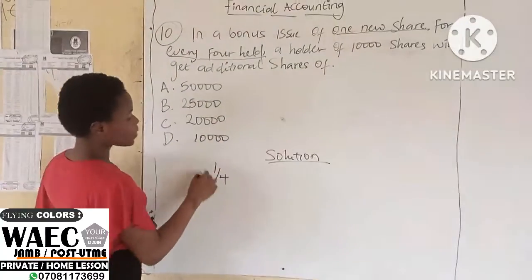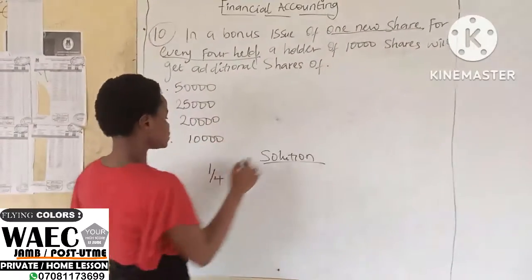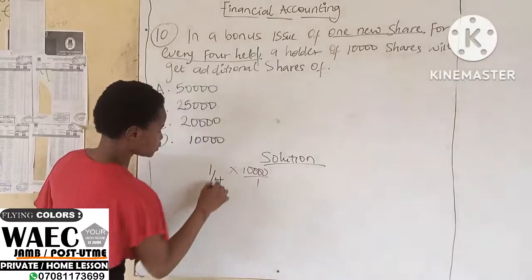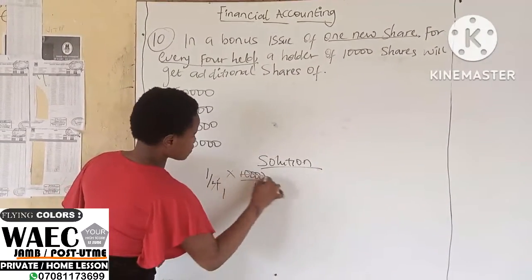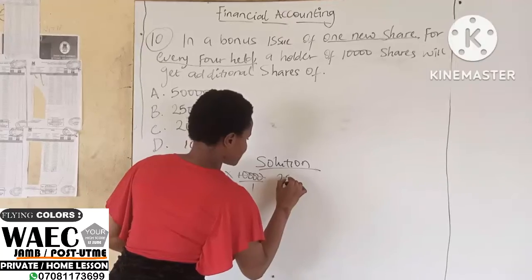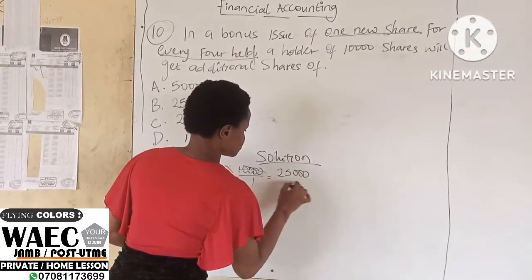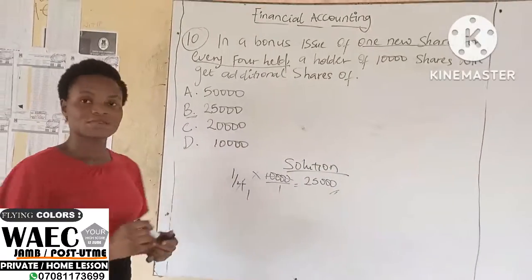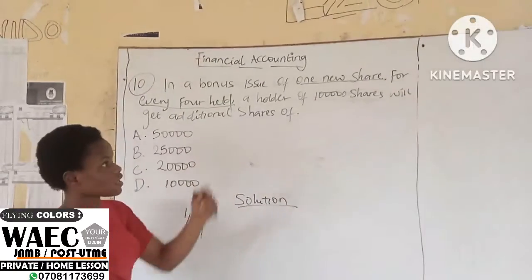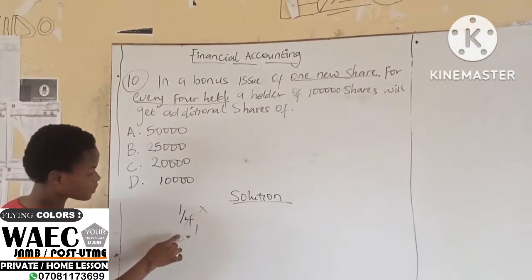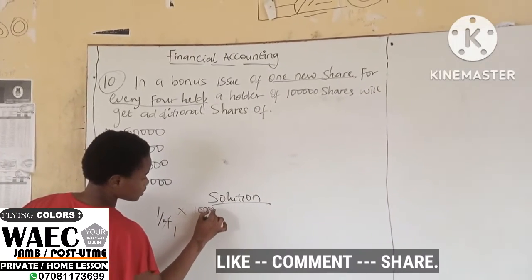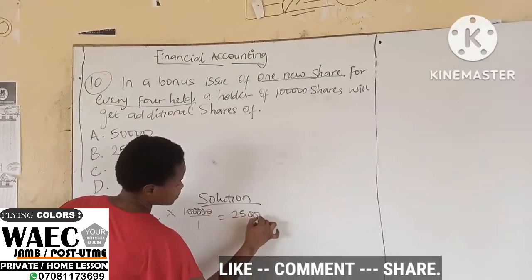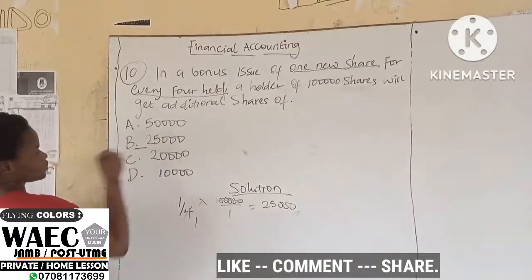So here 1/4 of the total shares of 100,000, which will give you 25,000, which is your answer. That is B, which is 25,000. Okay. So here 100,000. So it will be 1/4 times 100,000, which will give you 25,000 shares, which is our option B.